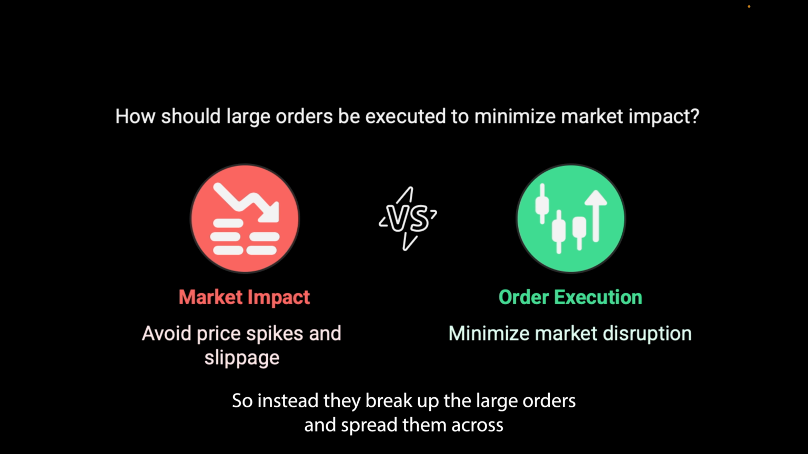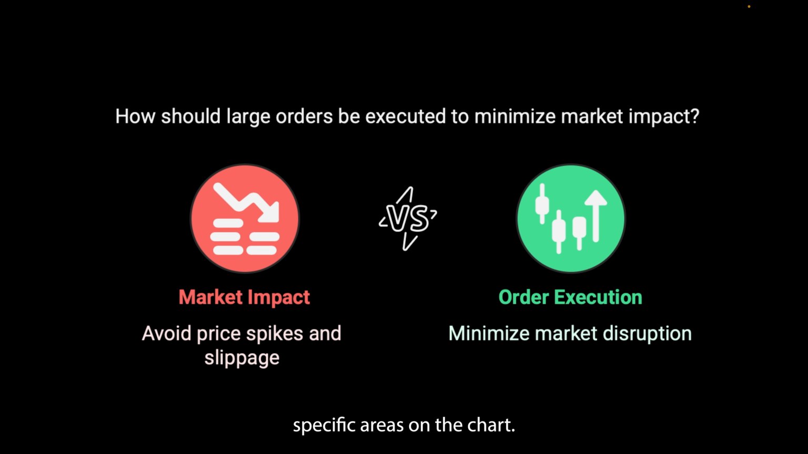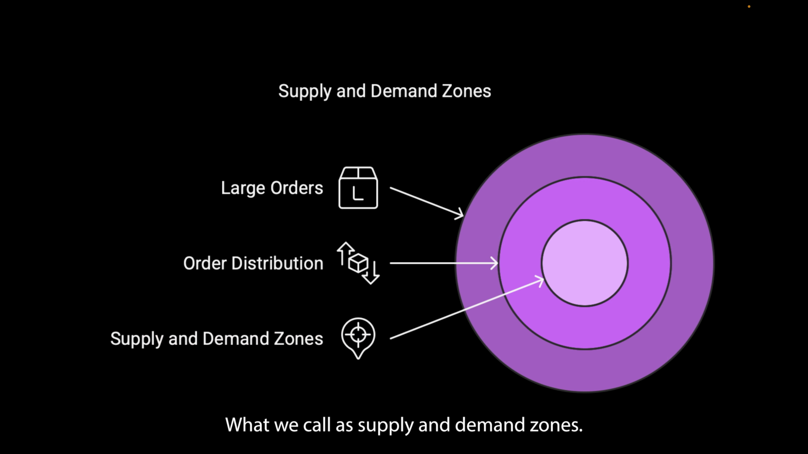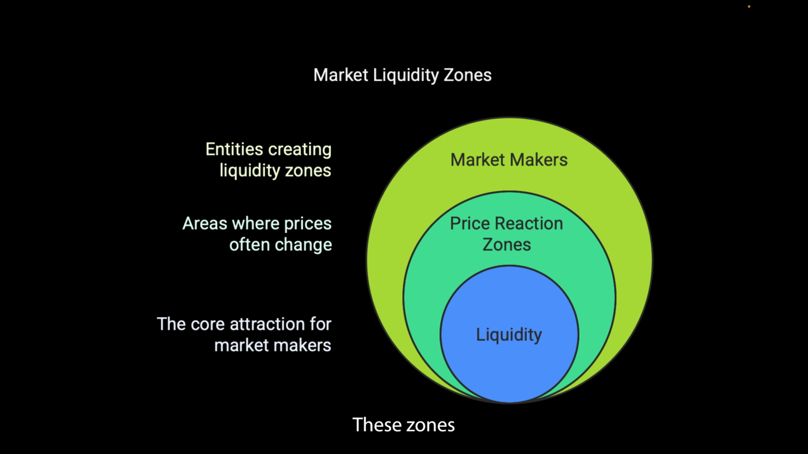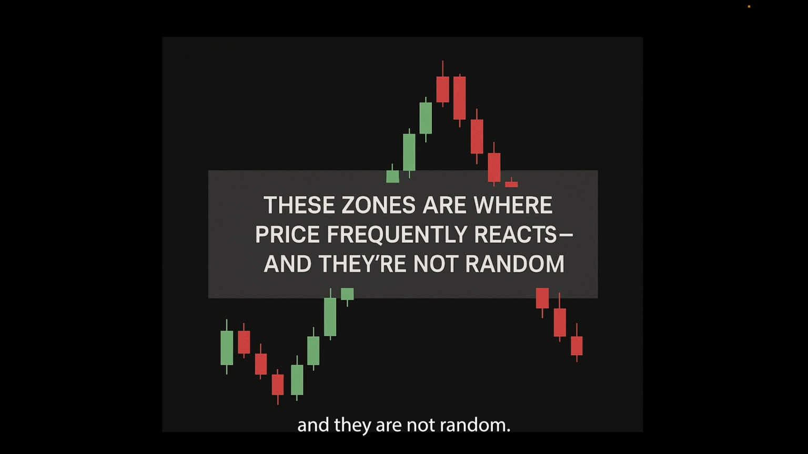So instead, they break up their large orders and spread them across specific areas on the chart, what we call supply and demand zones. So they are intentionally built by market makers to attract liquidity. These zones are where price frequently reacts and they are not random.